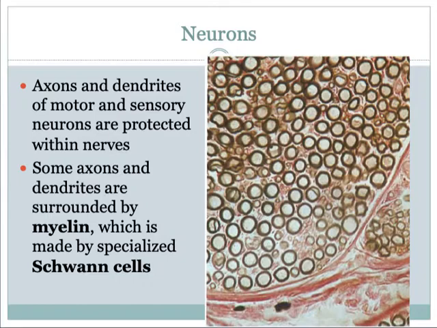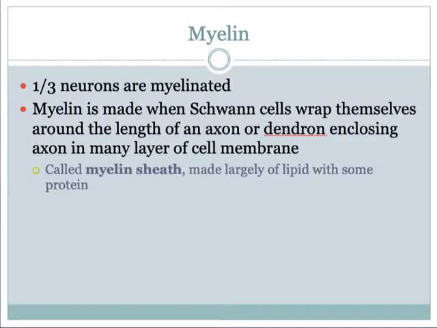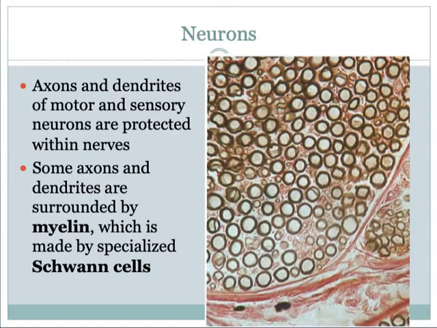This picture shows a cross-section of a nerve full of neurons. You can see that some of these are surrounded by thick dark rings, and this is myelin, which is made of specialized cells, Schwann cells, that surround the axons of some neurons. You can see these surrounding the motor neuron. Not all axons are protected by myelin, though. You can see some neurons without dark rings in this picture.